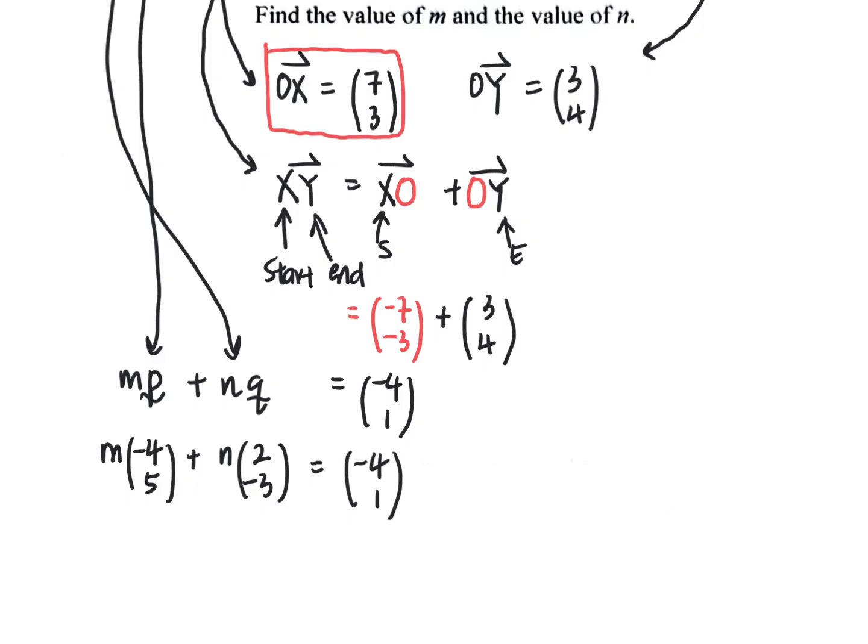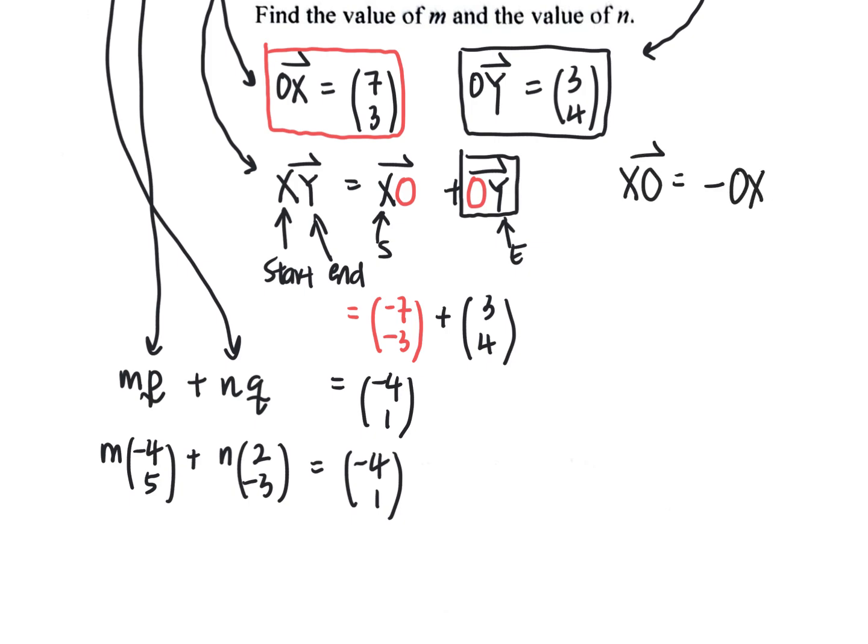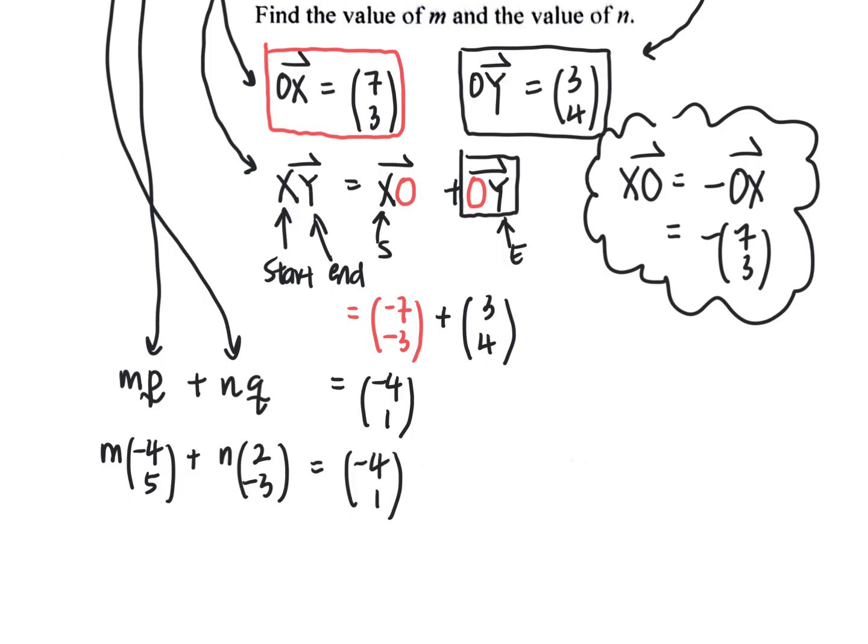Vectors is like a bit of matrices, but only one column. Also similar to coordinates, yes. Because this is OY, I never change to YO. So when it's XO, you need to reverse your OX by adding negative. This is what you need to do when you change direction.